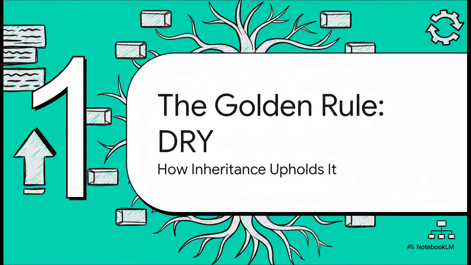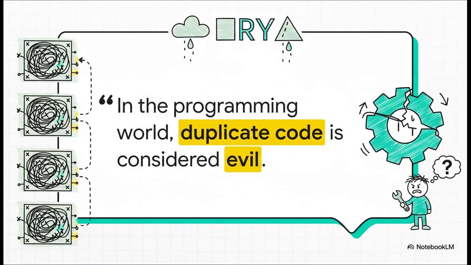Before we even get into the how, we need to talk about the why. Why is inheritance such a big deal? Well, it all comes down to one core idea. And this really says it all. This brings us to the golden rule, DRY, which stands for don't repeat yourself. Just think about it. If you have the same code in 10 different spots and you find a bug, you now have to go fix it in 10 different spots. You're almost guaranteed to miss one. It's an absolute nightmare to maintain, and this is exactly what we want to stop from ever happening.